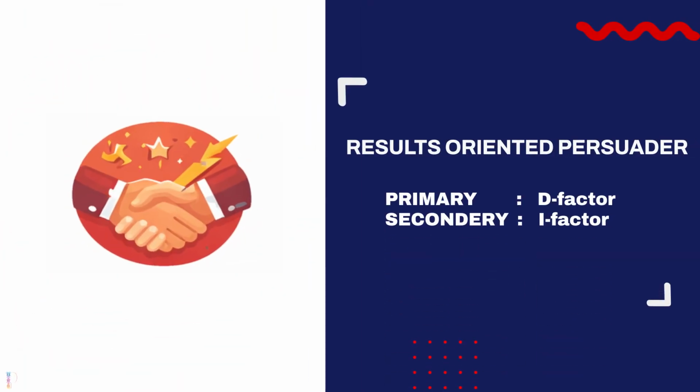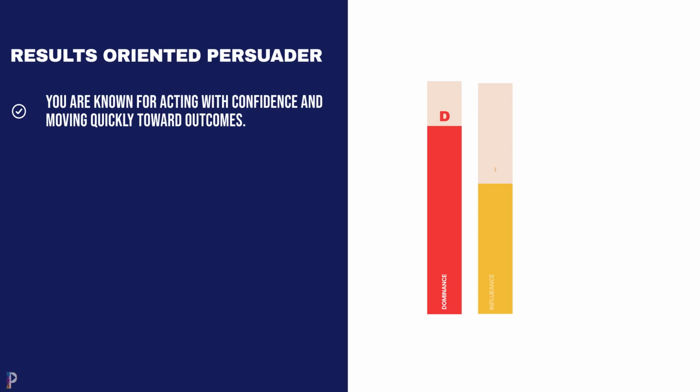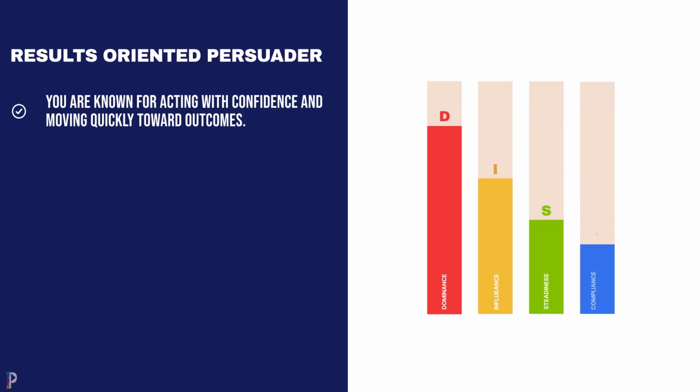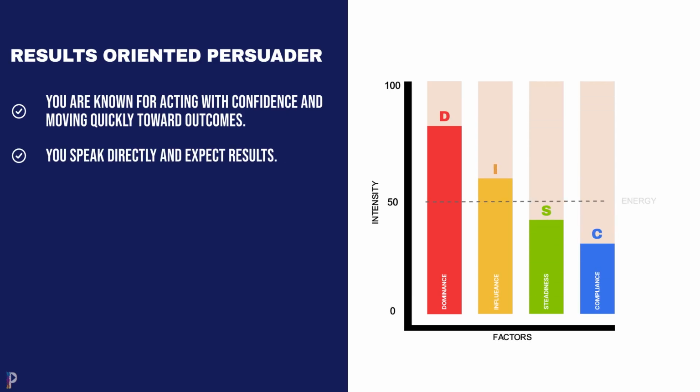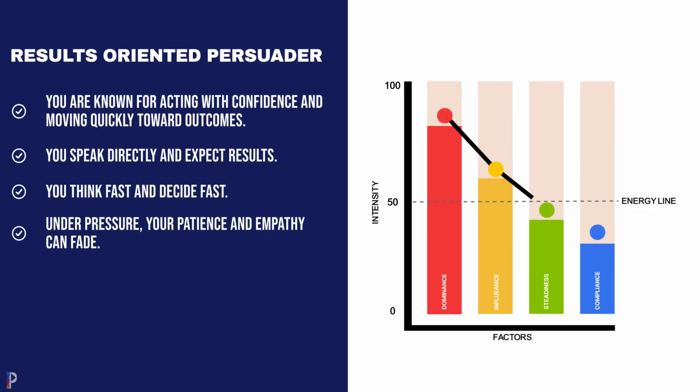If the D factor is primary and the I factor is secondary, you are the results-oriented persuader archetype. You are known for acting with confidence and moving quickly toward outcomes. You speak directly and expect results. You think fast and decide fast. However, under pressure, your patience and empathy can fade.